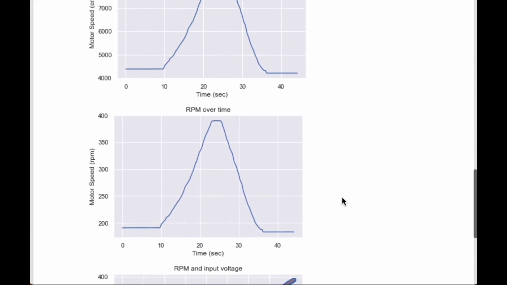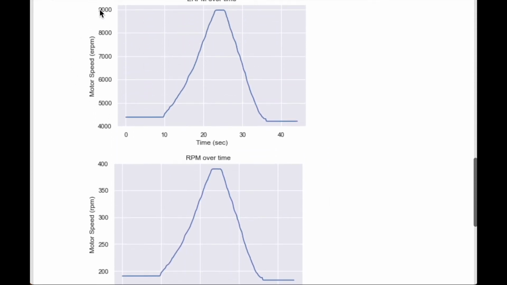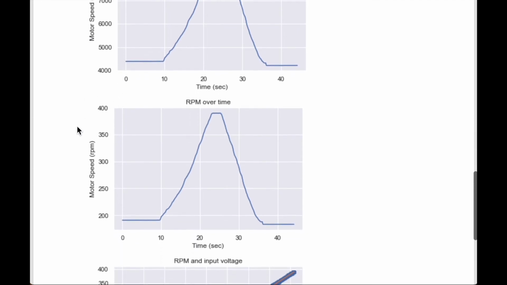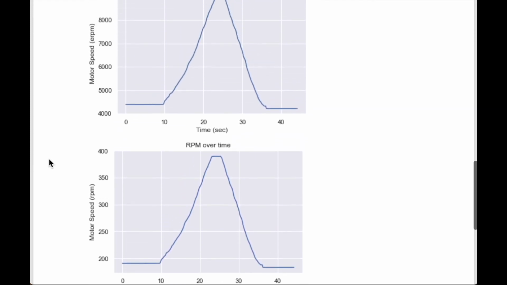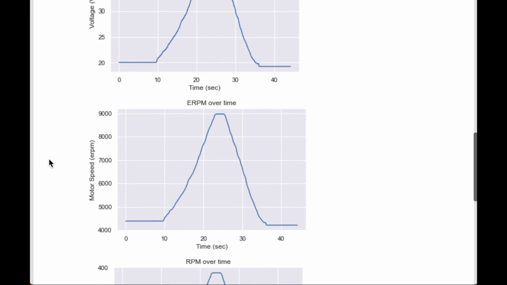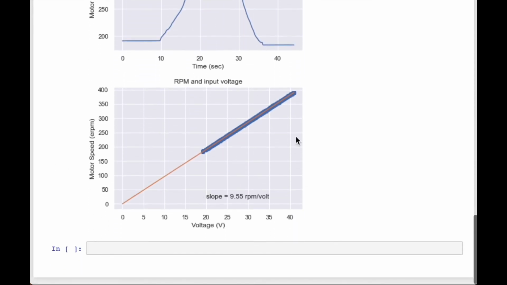The third graph divides the eRPM by this motor's 23 pole pairs to get the RPM of the motor. The voltage and RPM graphs have a very similar shape, so we expect them to be closely related. The blue dots in the last graph show the voltage and RPM plotted together and show a linear relationship.